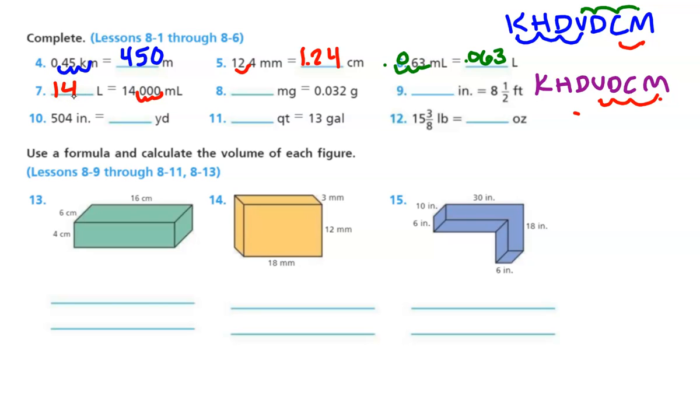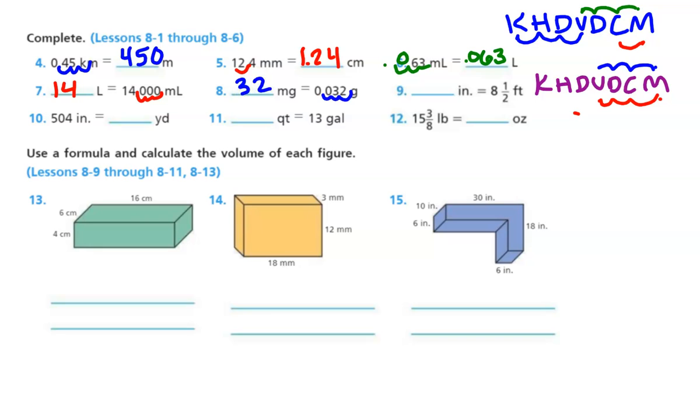Then I've got milligrams to grams. However, it's really grams to milligrams because grams is what I know. So grams is right here. That would stand for grams. And then we want to go to milligrams. So I'm going to go 1, 2, 3 to the right. So that's 1, 2, 3 to the right, which would be 32 milligrams.